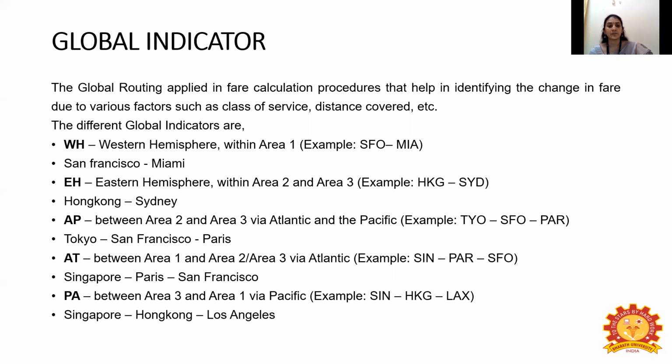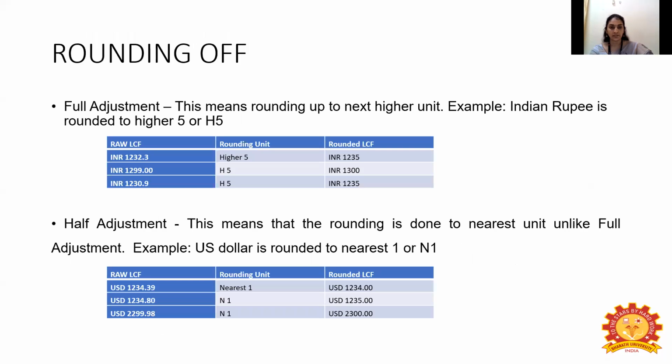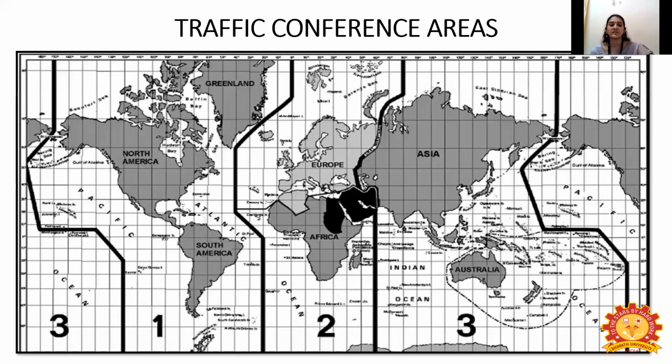Now there is something called Area 1, Area 2, and Area 3, which I'll be covering next with the global indicator. PA is nothing but Pacific. Throughout the world, geographically, there are 3 areas divided: Area 1, Area 2, and Area 3. I'll just show you that. Just give me a second. So this is called Area 1, Area 2, and Area 3.